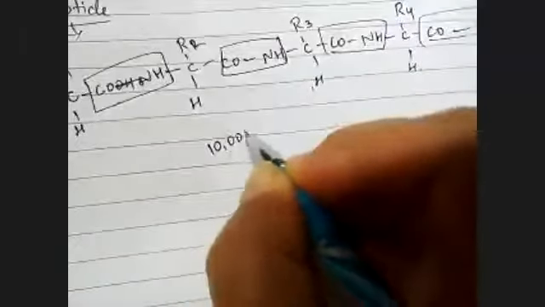The polypeptide may have a weight up to 10,000. The number of amino acids can go up to 10,000.